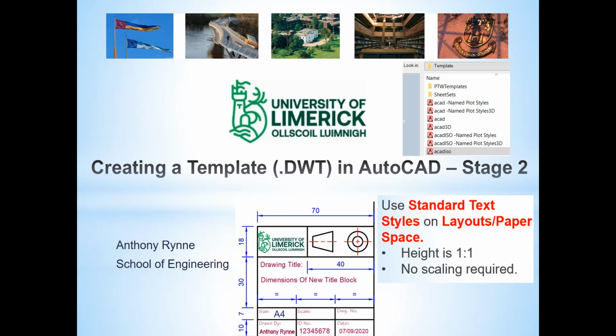This video will continue from where we left off in our stage 1 video on creating a template. We will show you how to create two text styles and add these onto our paper space layout. We'll create our projection symbol as a block, and we'll show you how to embed our logo here.